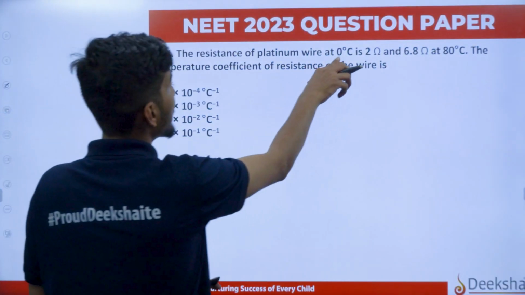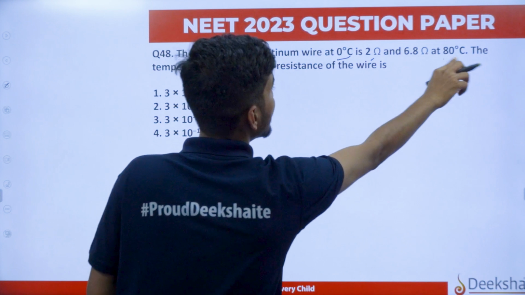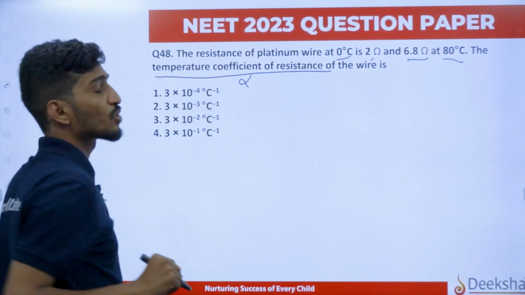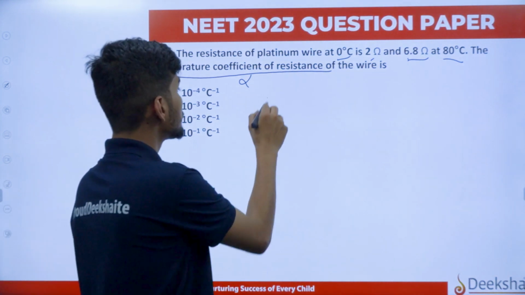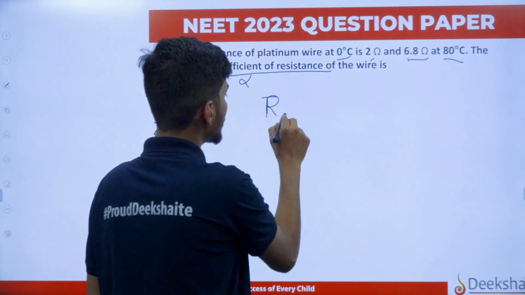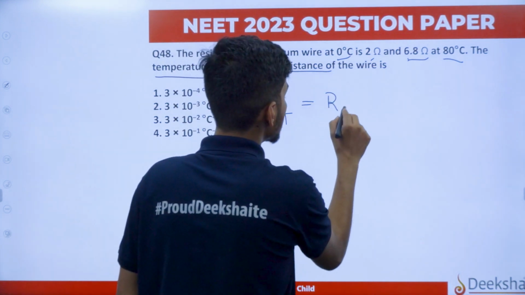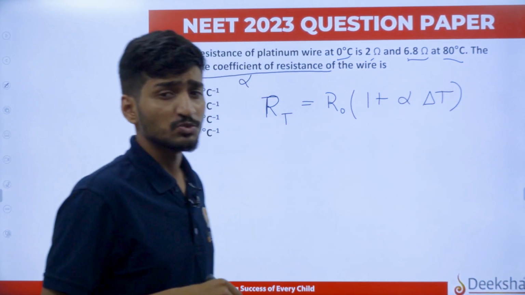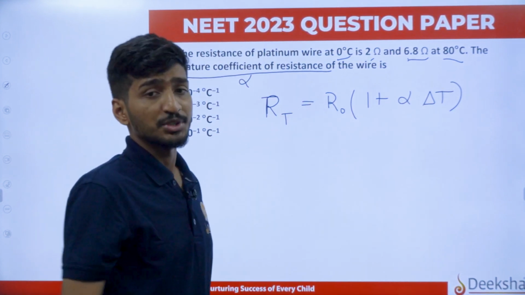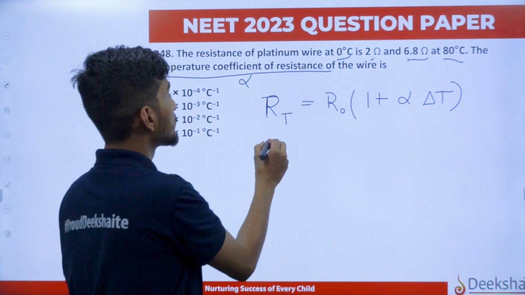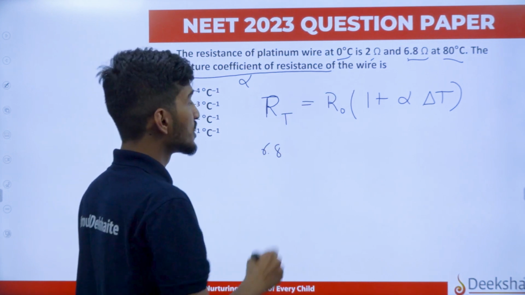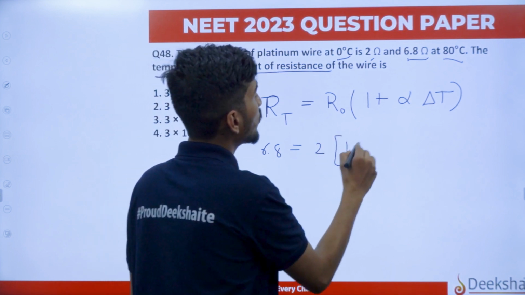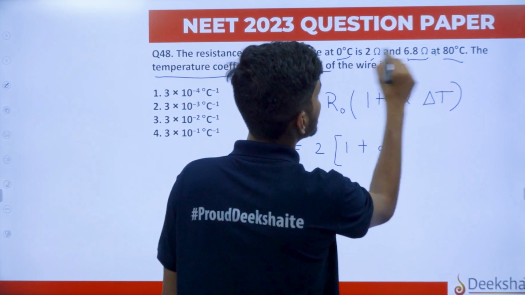Resistance of a platinum wire at 0 degrees Celsius is 2 and at 80 degrees Celsius is 6.8. Then find out the temperature coefficient of resistance, sometimes also called alpha. So what is the formula here then? Resistance at a temperature T is resistance at 0 times 1 plus alpha delta T. You all remember this formula, right? To calculate resistance at any temperature. Okay. So let's put the values here. Resistance at 80 degrees Celsius is 6.8 is equal to 2 in the bracket 1 plus alpha delta T, which is 80 here.